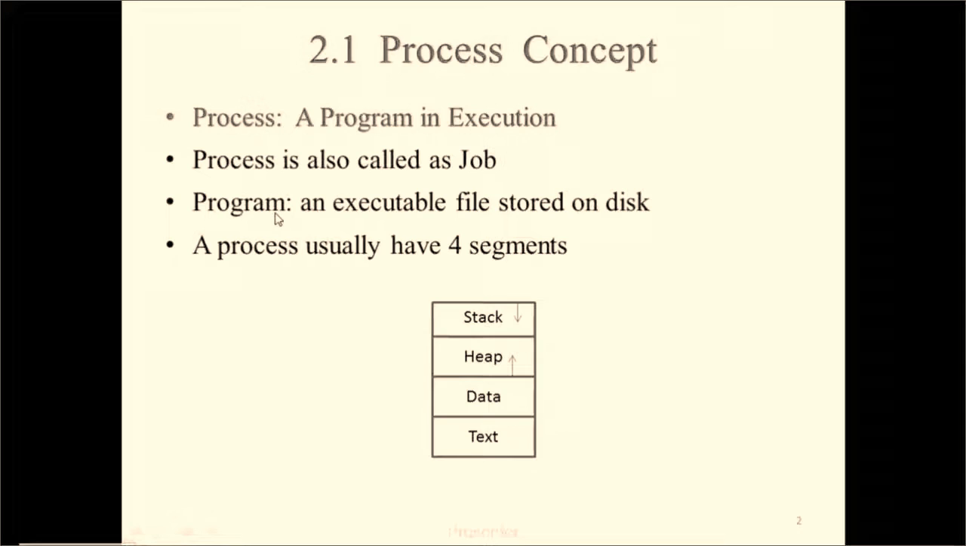Well, as I said, a program is an executable file stored on the hard disk or the secondary disk. Usually you might have studied that a process has 4 segments: the code or text segment, then the data segment, then the stack segment. The arrow indicates that the stack increases and decreases from the top, and there is what is called the free or heap segment, which is made available to the process in execution.